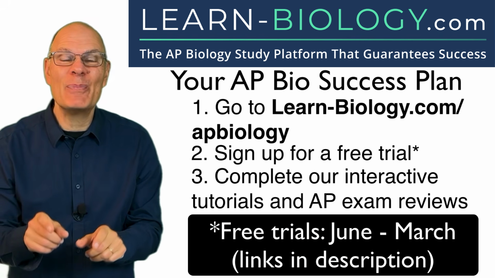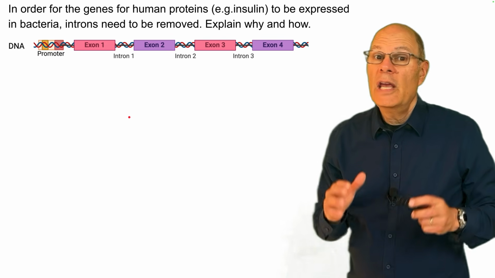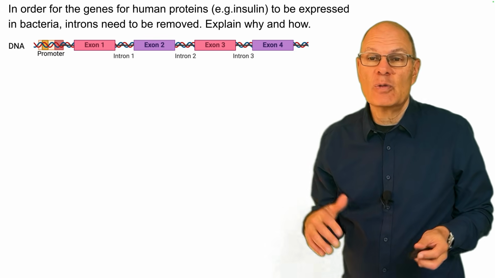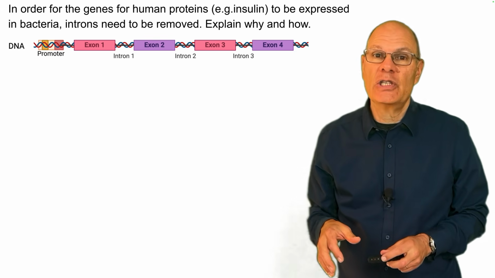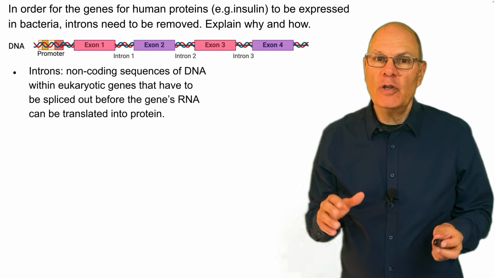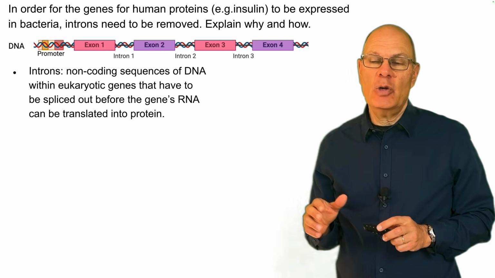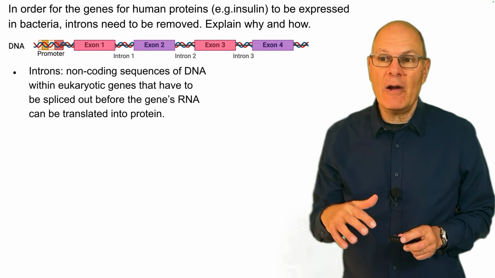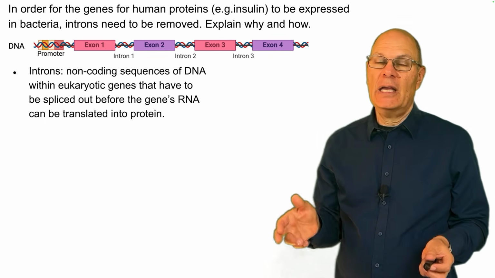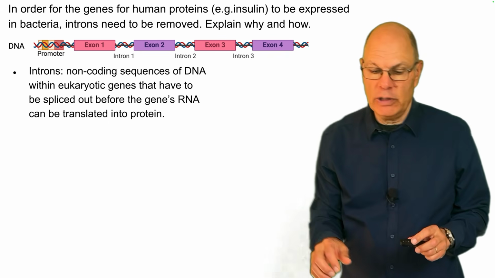In order for the genes for human proteins, such as insulin, to be expressed in bacteria, introns need to be removed. Explain why and how. To review, introns are non-coding sequences of DNA within eukaryotic genes that have to be spliced out before the gene's RNA can be translated into protein.